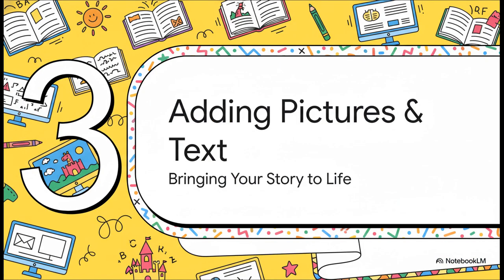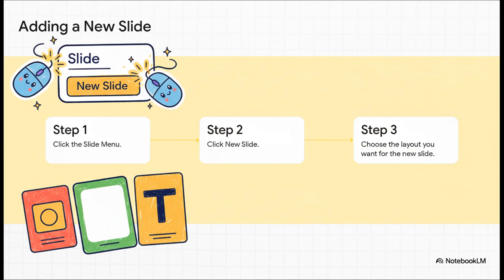All right, our first page has its title, but every great story needs more than just one page. So let's bring our story to life by adding more slides, more words, and of course, some really cool pictures. To add a brand new page to our story, we just go to the Slide menu and click New Slide. And the computer will even ask you what kind of page you want. You want one with a title and a spot for a picture, or maybe a totally blank one for a big drawing. You get to choose.